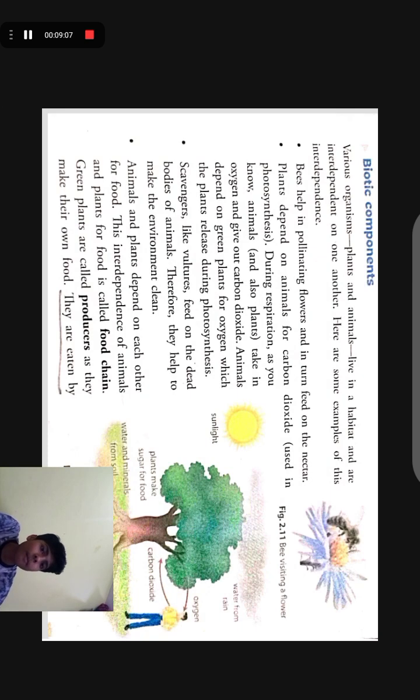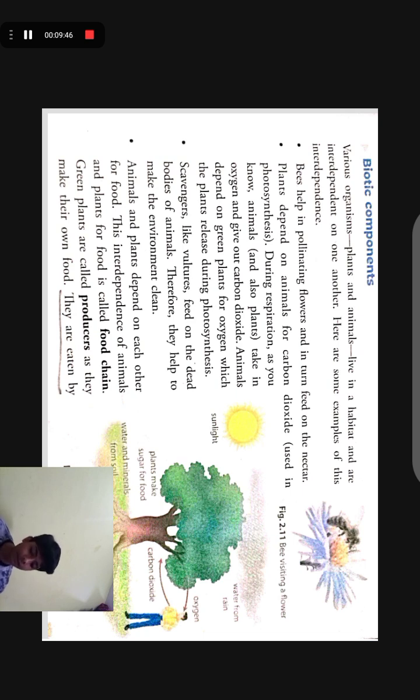Let's come now to biotic components. Various organisms, plants and animals, live in a habitat and they are interdependent on one another. Here are some examples of the interdependence. First point, bees help in pollination of flowers and in turn feed on their nectar. Second point, plants depend on animals for the carbon dioxide used in photosynthesis. During respiration, as you know, animals and also plants take in oxygen and give out carbon dioxide. Animals depend on green plants for oxygen, which the plants release during photosynthesis.